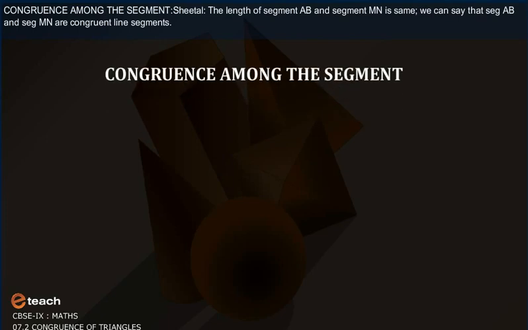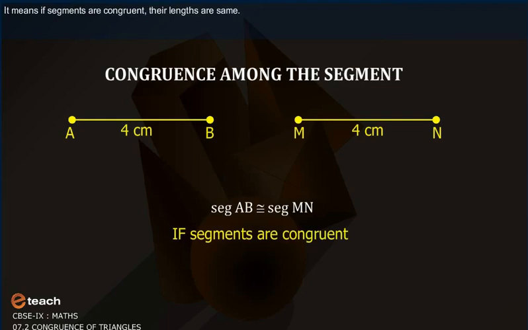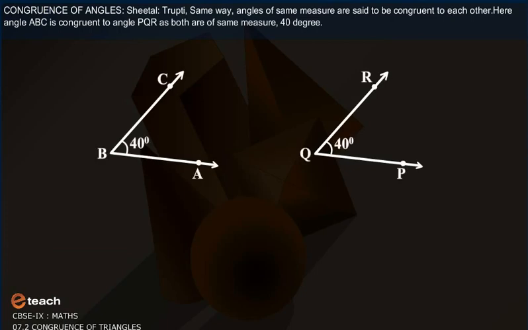Congruence among segments. Sheetal says, the length of segment AB and segment MN is the same. We can say that segment AB and segment MN are congruent line segments. It means if segments are congruent, their lengths are the same. Congruence of angles. Sheetal says, Tripti, in the same way, angles of the same measure are said to be congruent to each other. Here, angle ABC is congruent to angle PQR, as both are of the same measure, that is 40 degrees.